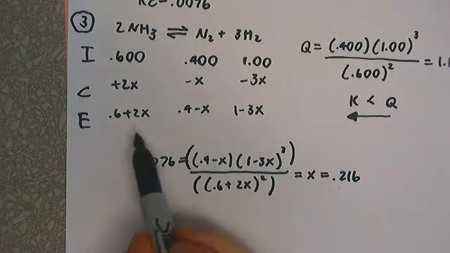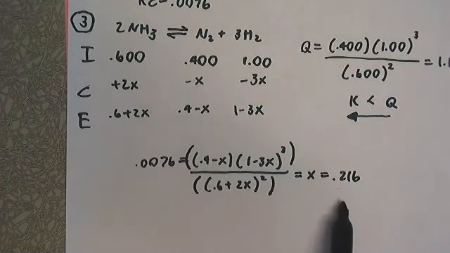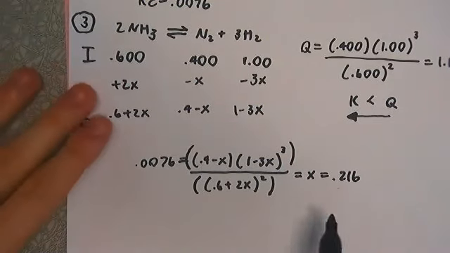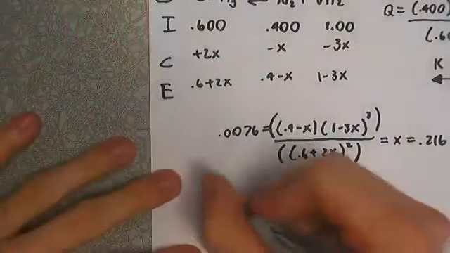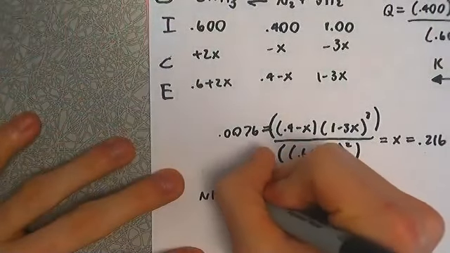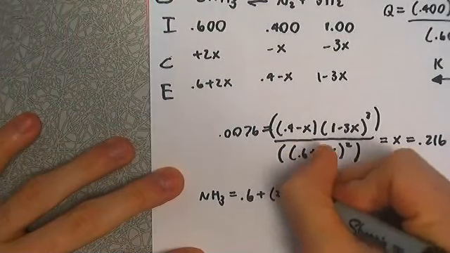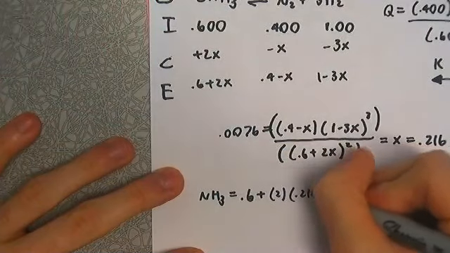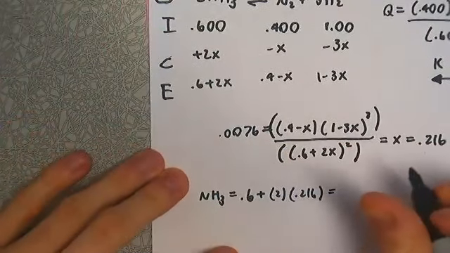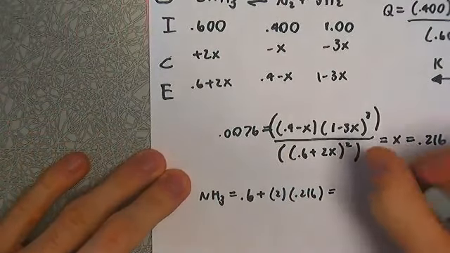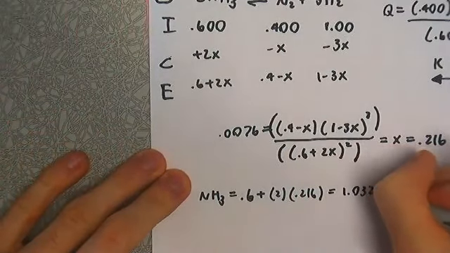So now we have equilibrium concentrations in terms of x, and we have x. So what do we do? We plug in x. NH3 would be equal to 0.6 plus 2 times our x value, and you would get 1.032 molar.